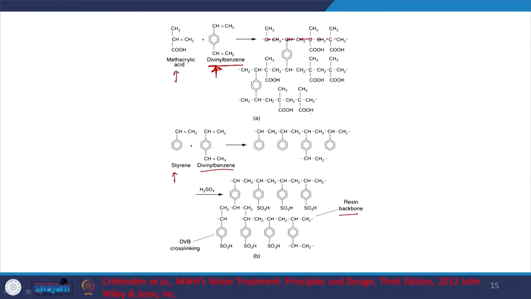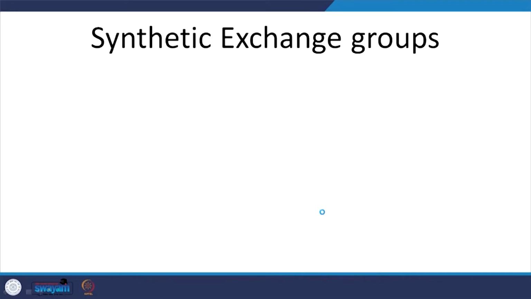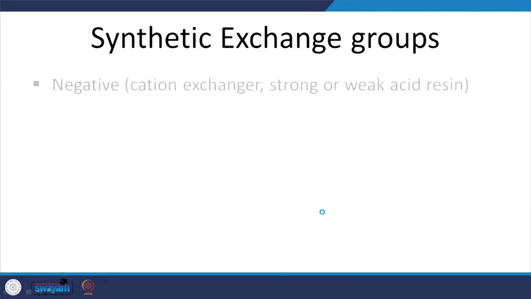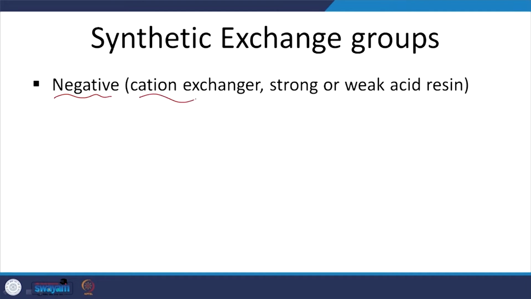So, exchange groups, COOH, RCOOH, let us say, can release H plus. Thus this particular site is the exchange site. And here again SO3H, H plus can be released and the relevant cation can be adsorbed here. So, you are going to have ion exchange. This is one aspect to keep in mind. So, synthetic exchange groups, what else do we have? Negatively charged, so they will be cation exchangers.